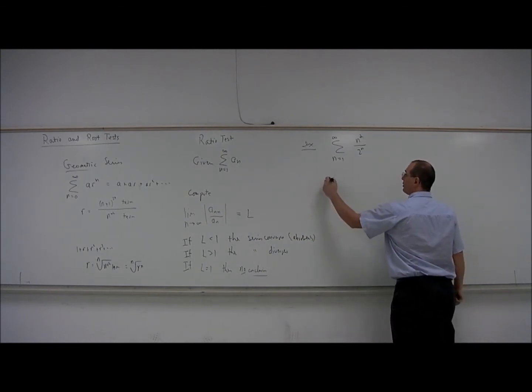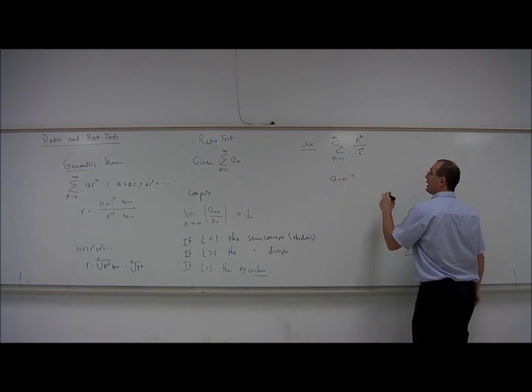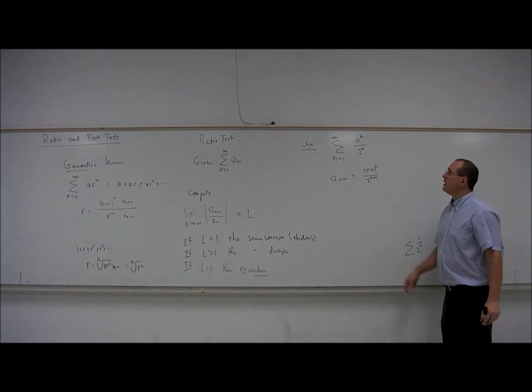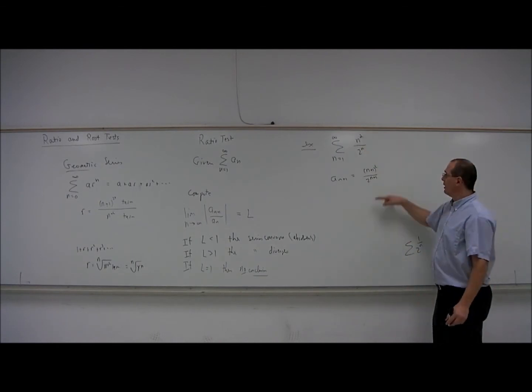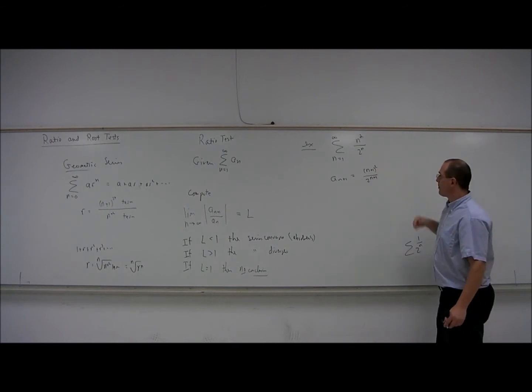So first, let's just analyze a sub n plus 1. A sub n plus 1 is n plus 1 squared over 2 to the n plus 1. Everywhere we see an n, we replace it by n plus 1, and sometimes parentheses are helpful.